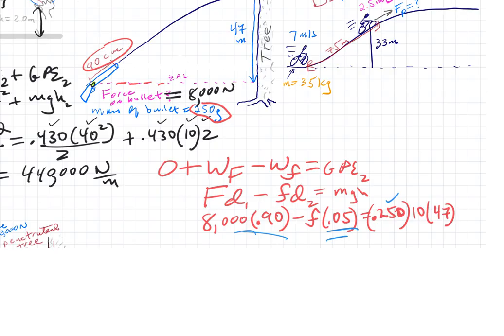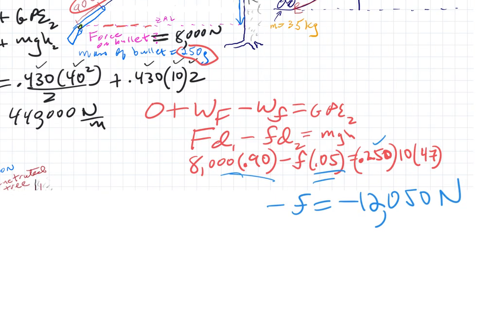So I'm getting negative F equals negative 0.50 newtons. Okay, so that's the force that the tree stopped the bullet with. Okay, so the negatives would cancel out, so I'd probably just round it to 12K. Okay.